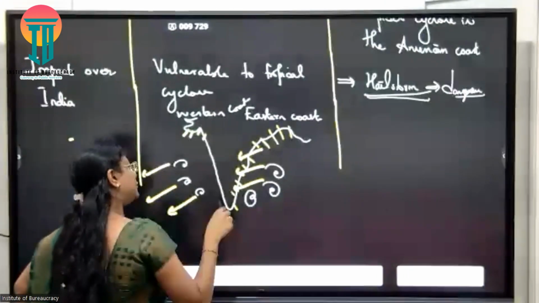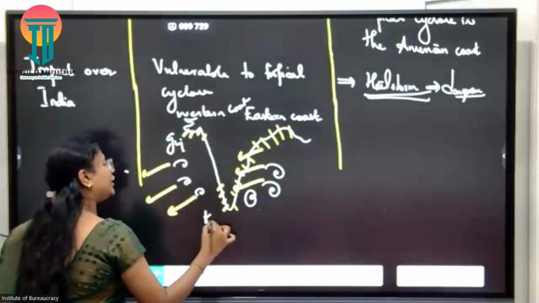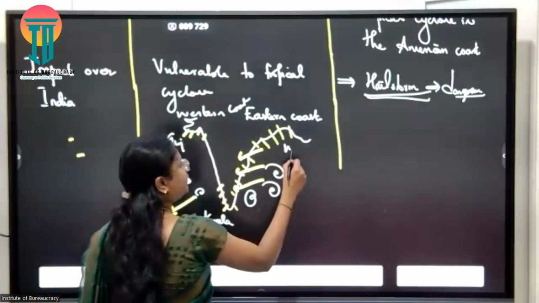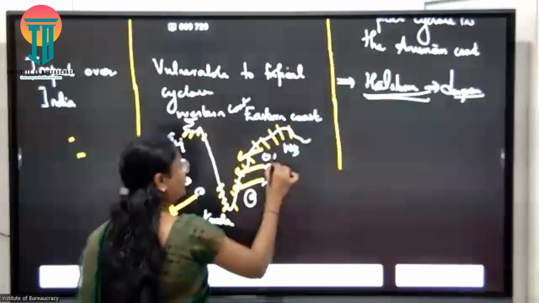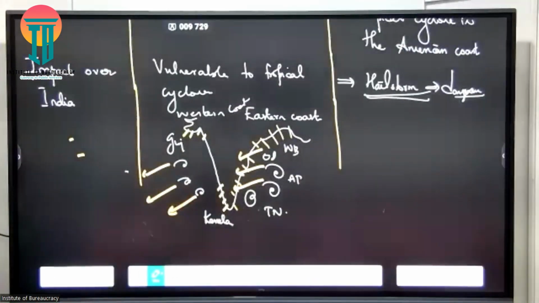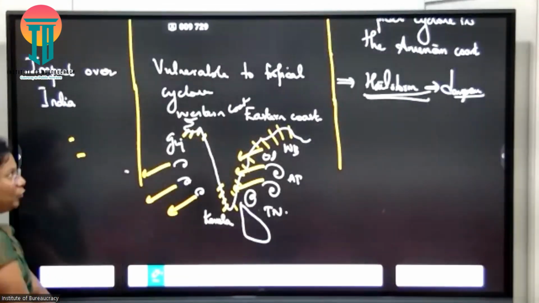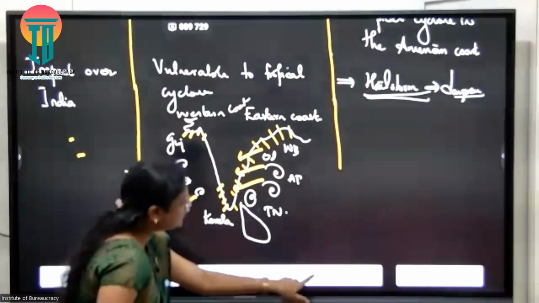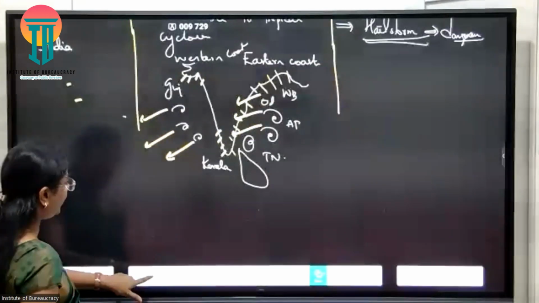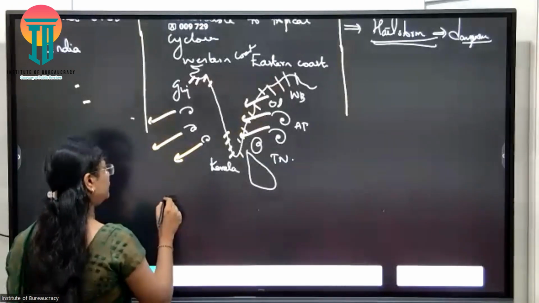Obviously, the coasts of Gujarat, the coast of Malabar, Kerala, they also experience cyclonic impact. But the most affected are West Bengal, Odisha, Andhra Pradesh, and Tamil Nadu. These are the coasts which are most affected by your cyclonic activity. More vulnerable. Consequences: India receives cyclonic rainfall.